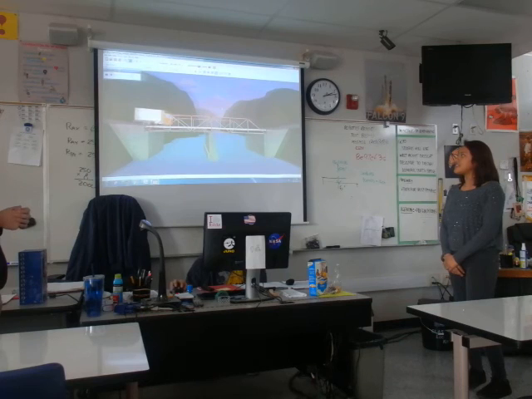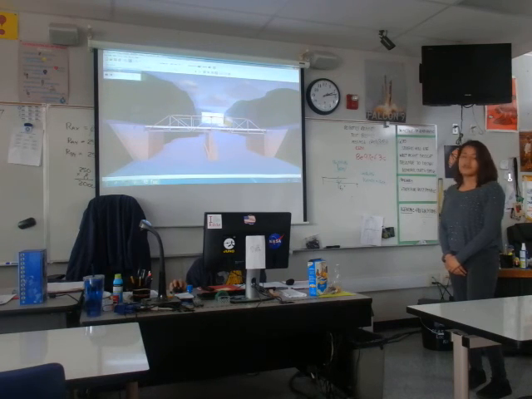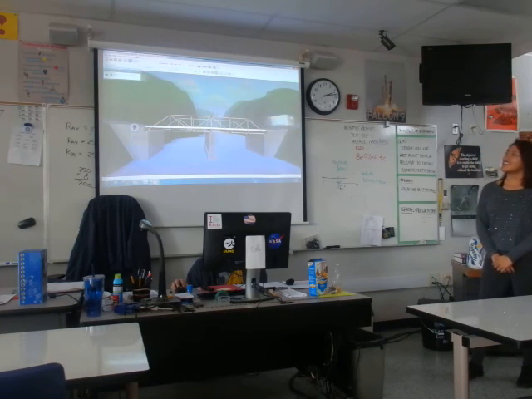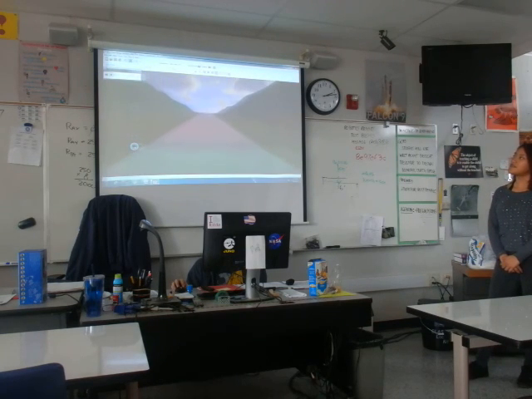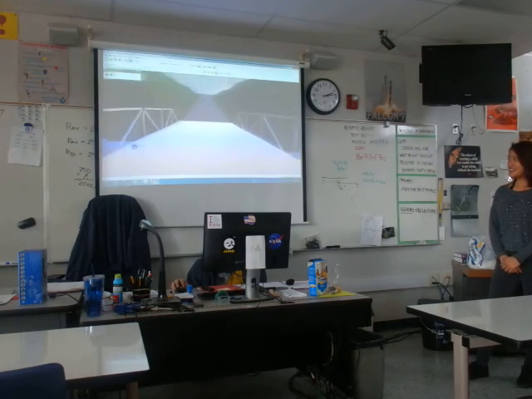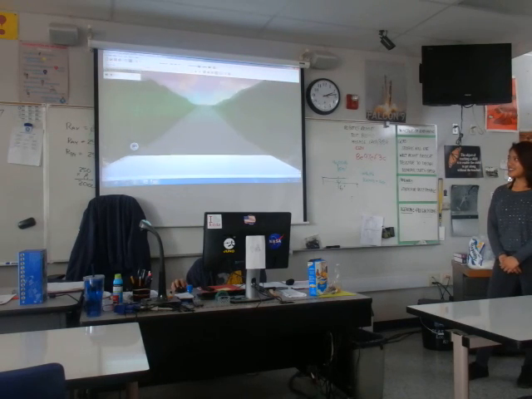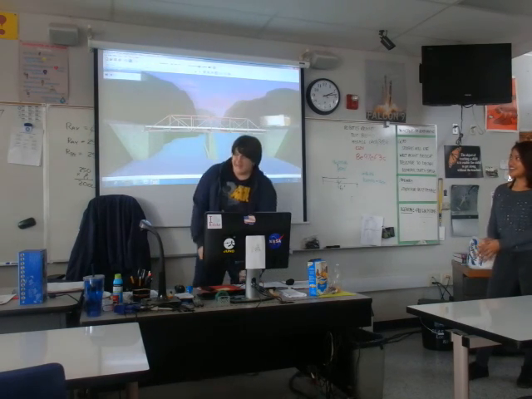So as you can see, here's our bridge. It's got a truck going over it. And we can even see the first person perspective of the driver, so it's basically a heart attack simulator. And yeah, that is our bridge.